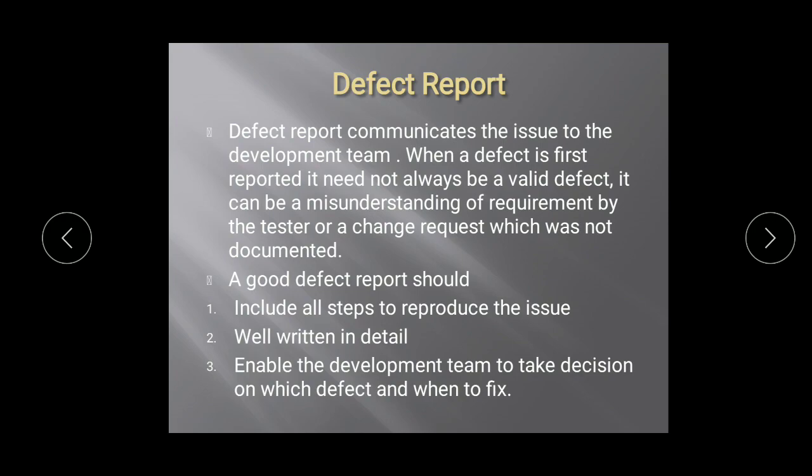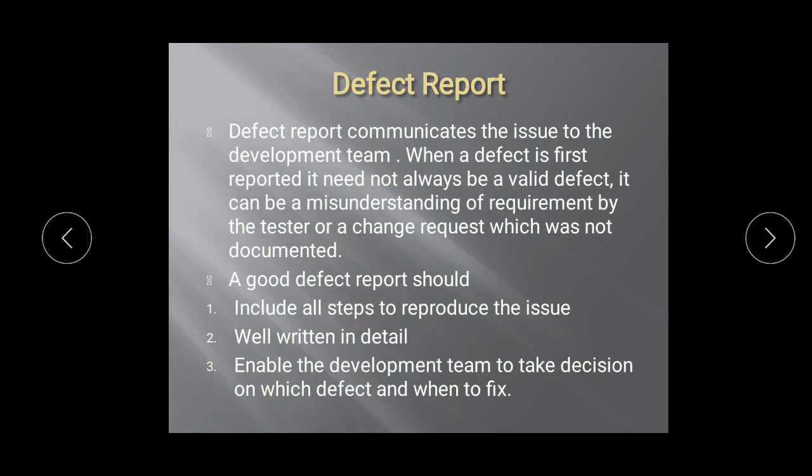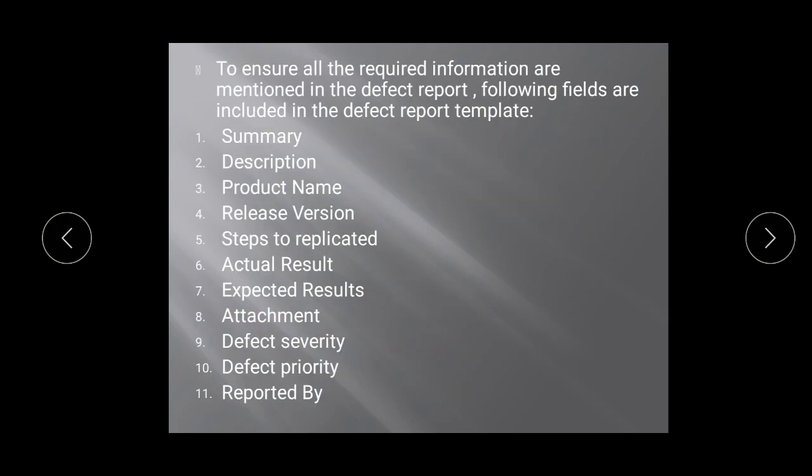It should be well written, and where the issue is should also be specified. Then the development team should be informed so they can take a proper decision on which defect they will work on, and what time and how much duration they will need to fix it. So these are the points, to ensure all required information is mentioned in the defect report. When we say in the second point that it should be well written in detail, they need to specify all the required information of the defect, and for that the following fields are included in the defect report template.